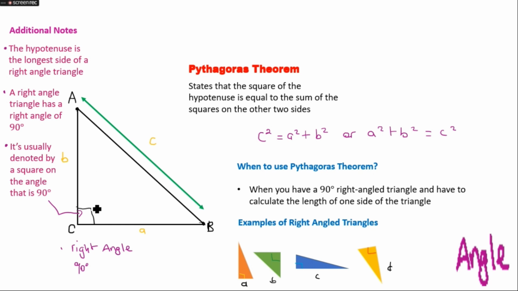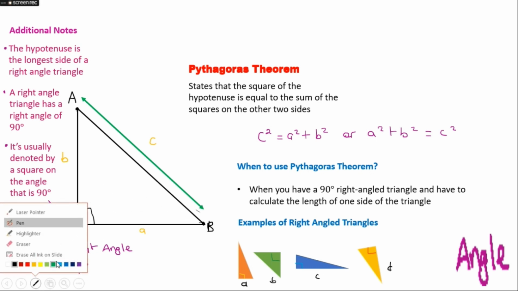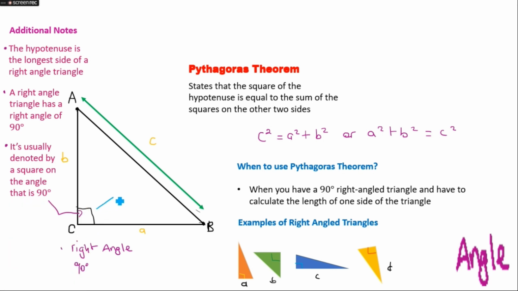Now, the hypotenuse is always the longest side of a right angle triangle, as you can see. And it's always directly opposite our right angle, right? So that's how you identify the hypotenuse.